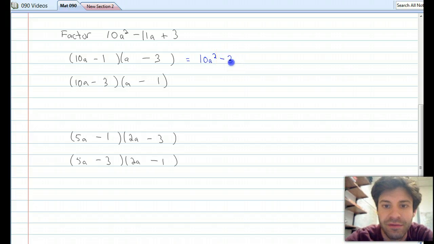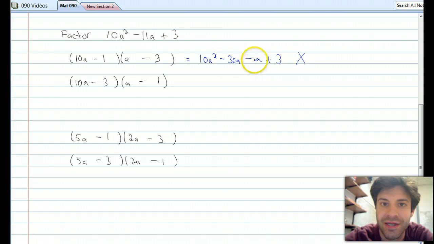The outer terms give you a -30a, inner terms give you a -a, and a plus 3. I think it's pretty clear that that one's not going to work because negative 30a minus a is not going to give us this negative 11a.